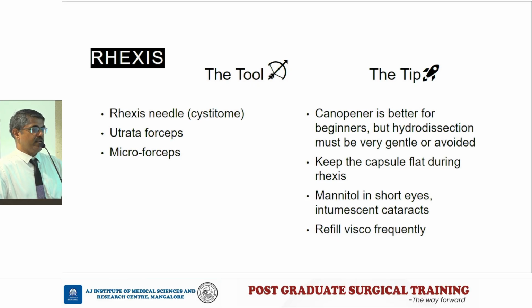Always keep the anterior capsule flat. If it's a short eye or intumescent cataract, you need to use mannitol to help you keep the capsule flat. And use lots of viscoelastic when you do your rhexis.